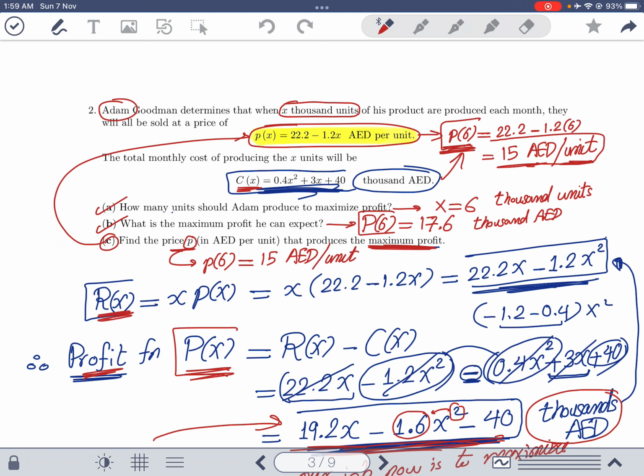So I'll just summarize it immediately. What would Adam conclude? That when his company produces 6,000 units, this is when his profit will be maximum, and it will be 17,600 dirhams for that month. And in order to achieve it, the price for each unit should be 15 dirhams a unit, whatever he's producing.